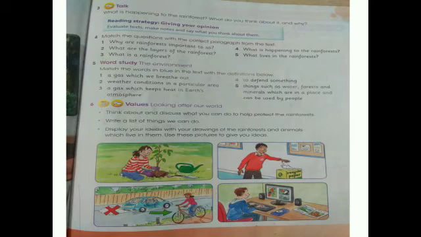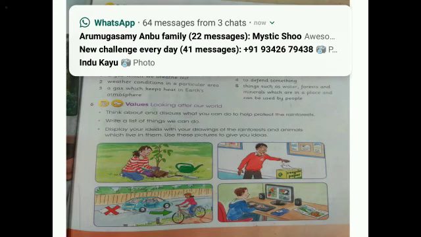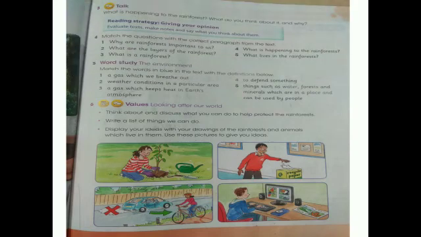So, there at the top, you see what is happening to the rainforest. What do you think about it and why? Okay, so what's happening to the rainforest now? They're disappearing really fast, isn't it? Because people are cutting down the trees, right? Which is really unfortunate.